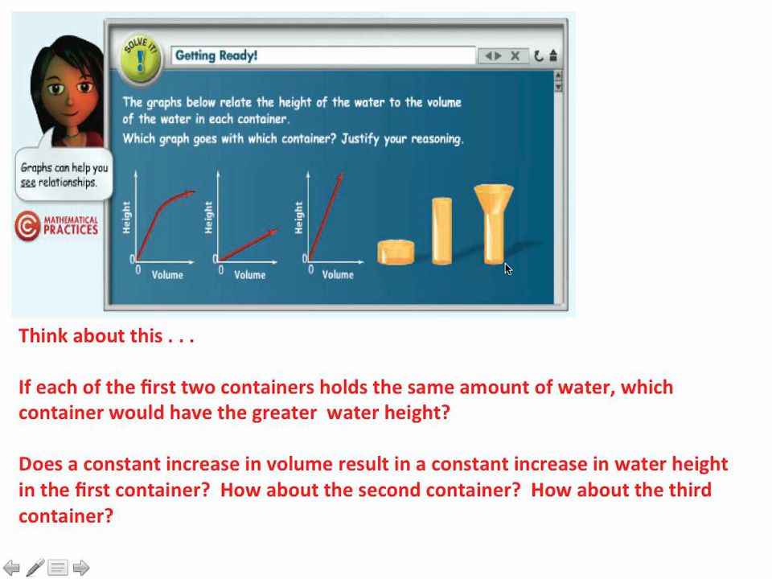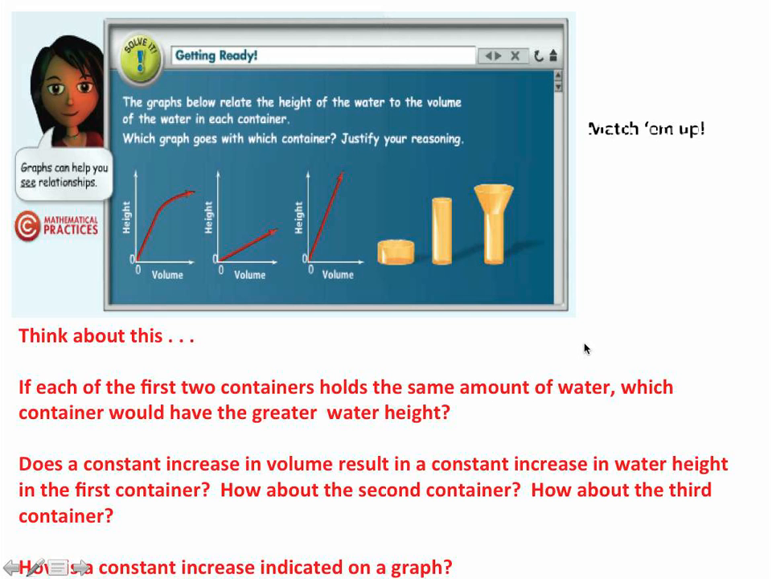So how does that help us? How is a constant increase indicated on a graph? Well, constant is the key word here. Anytime I have a consistent increase or consistent decrease, my graph is going to be linear. It's going to be a line, like here in number 2 or number 3.